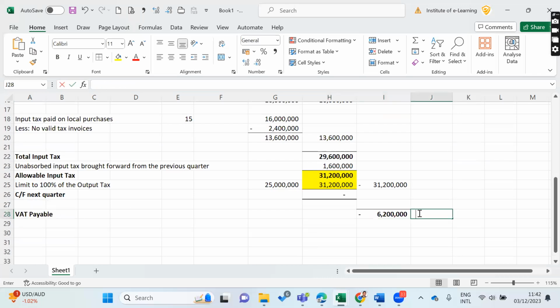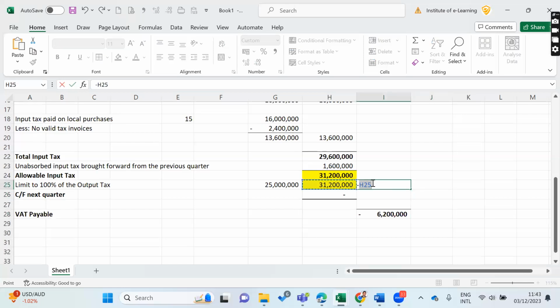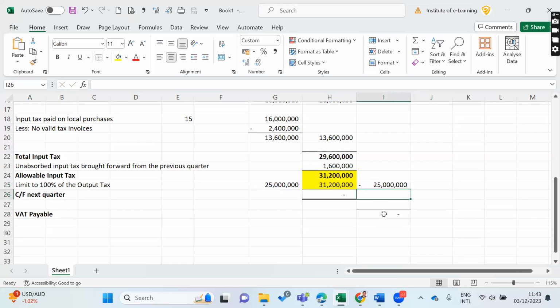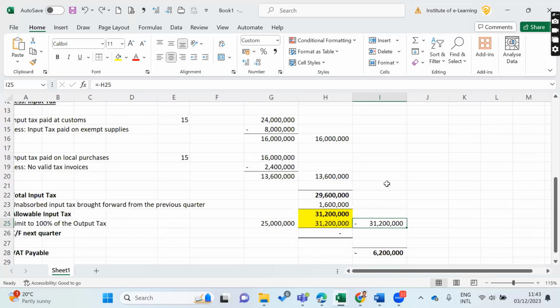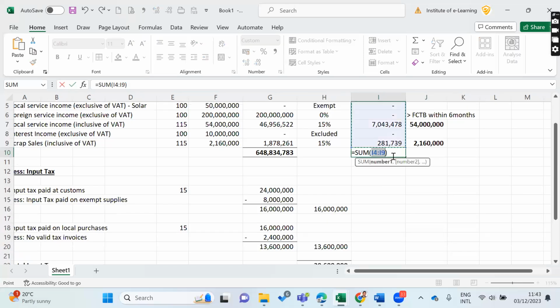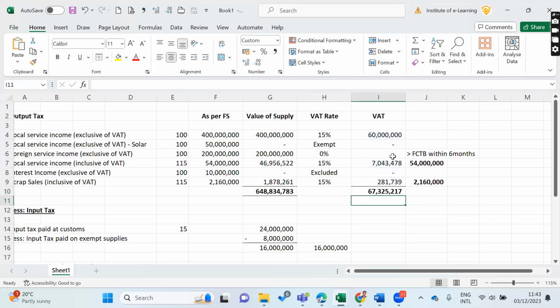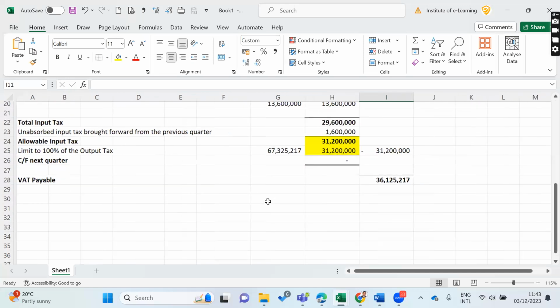For a refund, they have to go through a massive process to get the refund from the IRD. So in order to eliminate that, they introduced the 100% restriction. You can claim only up to that restriction, then you will end up with zero, nothing payable. Clear? Now we take it back to the actual scenario: the VAT payable is 36 million.